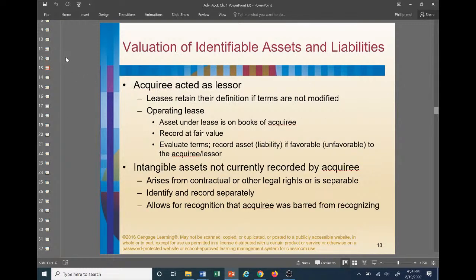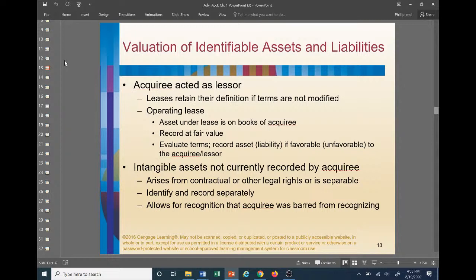So the acquiree acted as a lessor. Leases retain their definition and terms are not modified, right? Same thing here: as long as there's no modification to the terms, they retain their definition. Now for operating leases, the asset under lease is on the books of the acquiree and is recorded at fair value. Evaluate the terms. Record an asset or liability if the terms are favorable or unfavorable to the acquiree or lessor. So pretty much the same thing here, just on the opposite end of the spectrum.